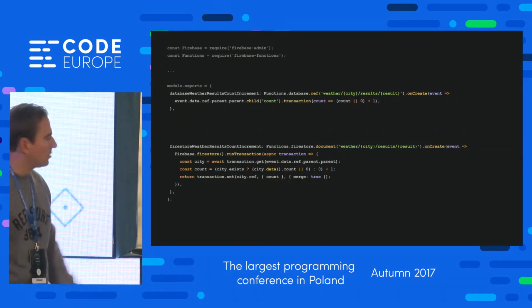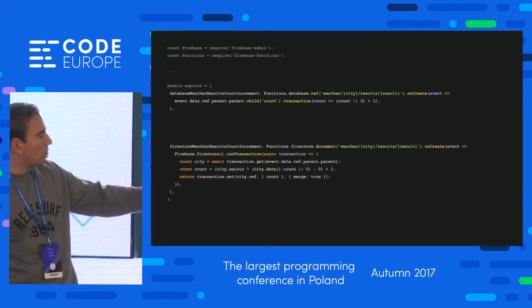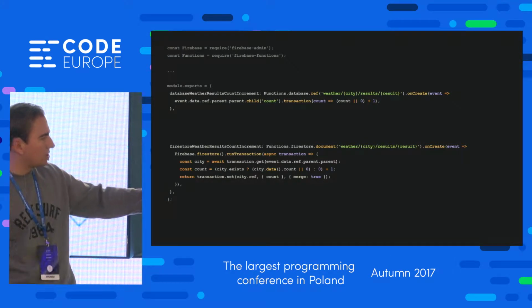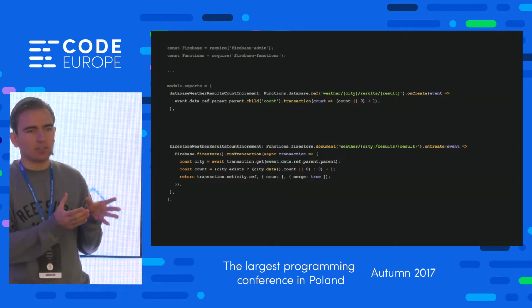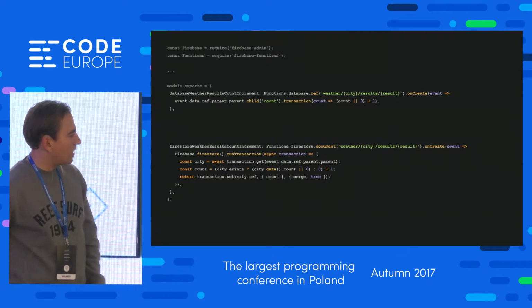So first I'm going to read some data using await. I'm going to check out what my city is. So I'm saying city, await, transaction, get. I'm getting the city objects. I want to see if there is a count in there, if it actually exists. And then I'm going to check.